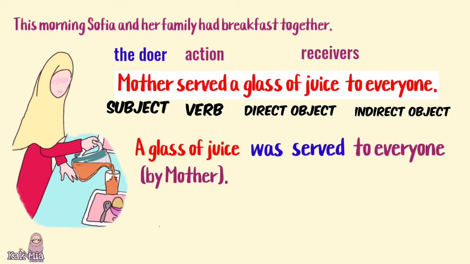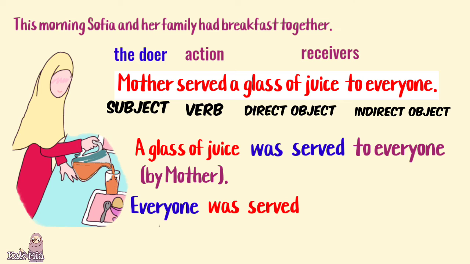Now let's try the other way around. Let's use the indirect object. When we write the indirect object at the beginning of the sentence, we have to omit the preposition to. So we just write down everyone. After that, write down the suitable to be for everyone, that is, was. After that, write down the past participle form of the verb serve, which is served.